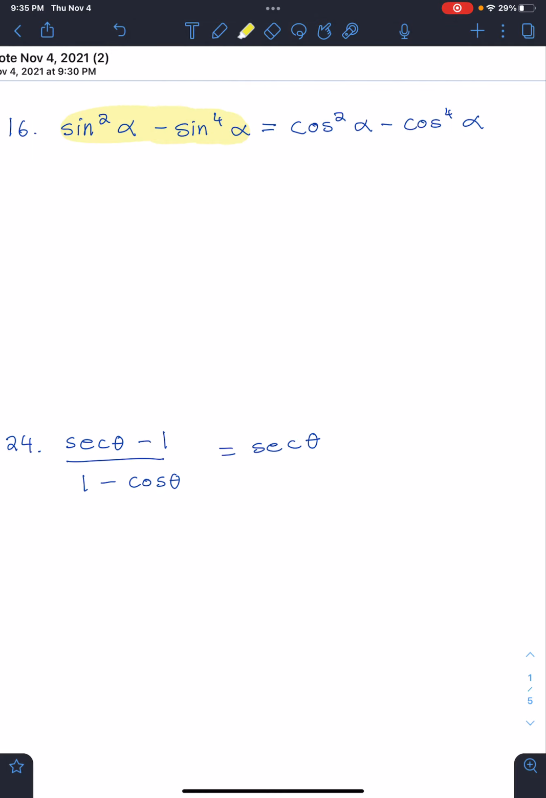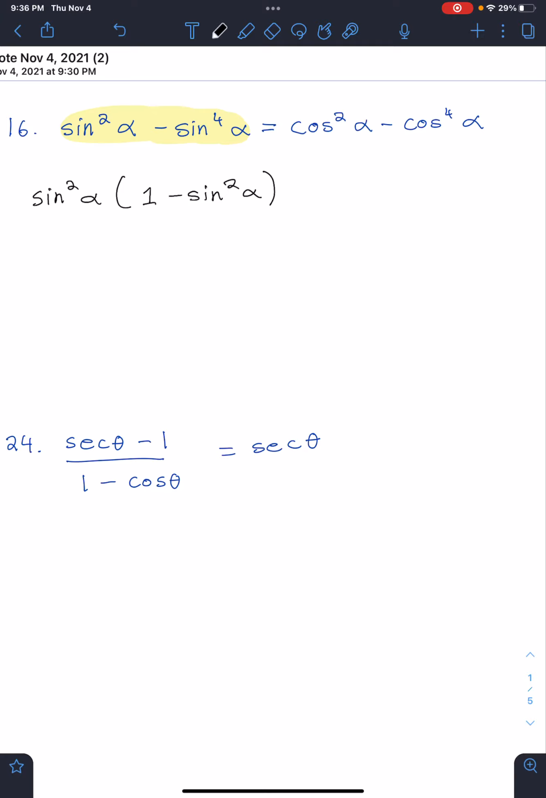So what I notice is that I have everything in terms of sine, and everything to the right is in terms of cosine. So what can I do here? Well, I see that they both have two sines in common. So what I'm going to do is factor out a sine squared. And when I do that, sine squared times what gives me sine squared? 1. Sine squared times what gives me negative sine fourth? Sine squared.